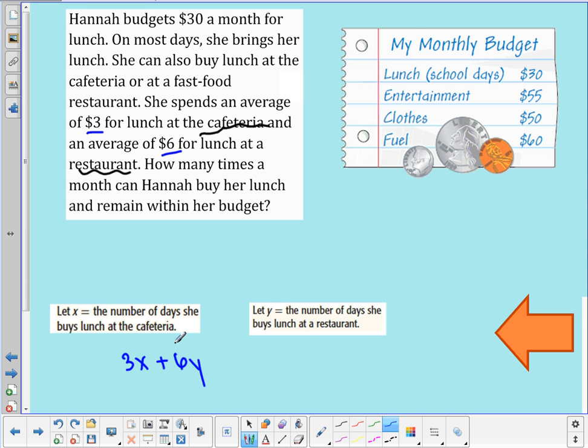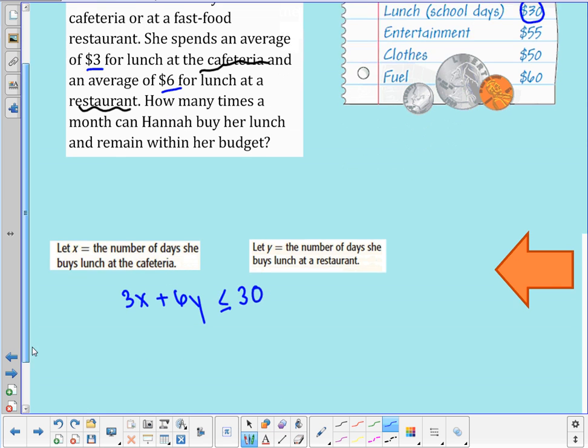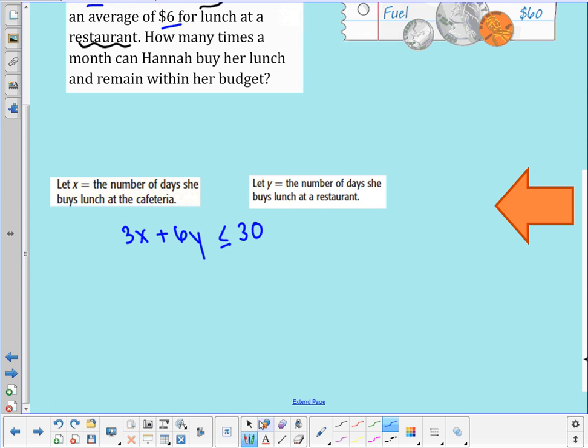Those two things together need to be less than the amount of money that she has for the month. So less than $30. Or they could also equal the $30. She can spend up to $30, she just can't spend over $30. So this is what she's spending, this is what she has. Now we need to graph it and see what the solution looks like.